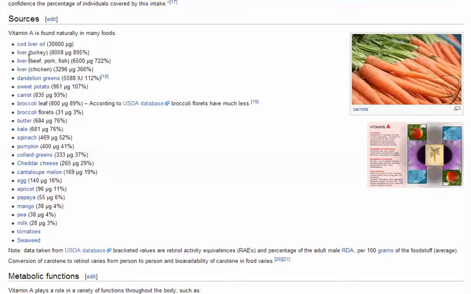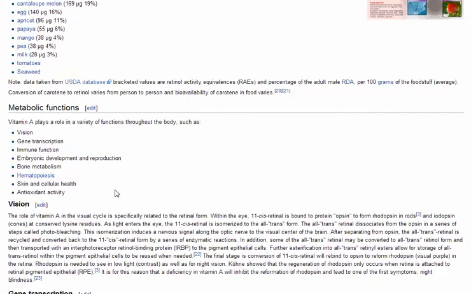So take a look at the food sources. If you want to get those food sources naturally for vitamin A, then this is what you would go to. However, for some people, they might want to take some kind of vitamin A tablet or vitamin A capsule. What else besides vision does vitamin A play a role in? And they actually give you the metabolic functions of vitamin A as well.